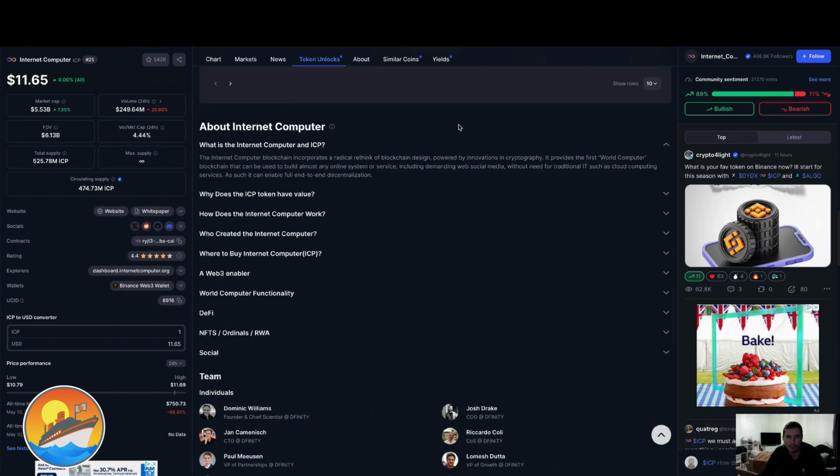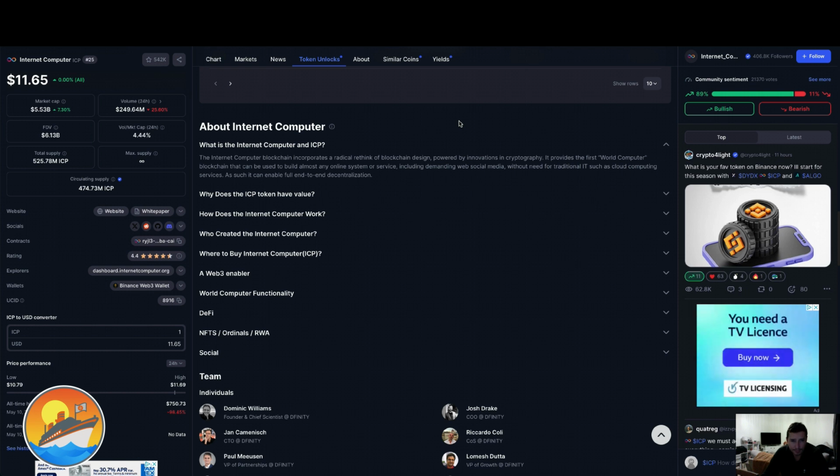But Internet Computer is a very unique coin in itself. The ICP blockchain incorporates a radical rethink of blockchain design, powered by innovations in cryptography. It provides the first world computer blockchain that can be used to build almost any online system or service, including demanding web and social media, without the need for traditional IT such as cloud computing services. As such, it can enable full end-to-end decentralization.